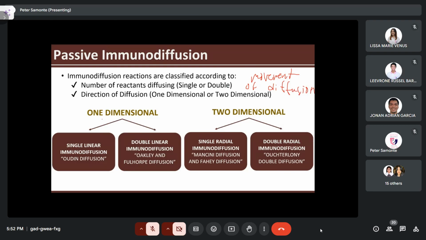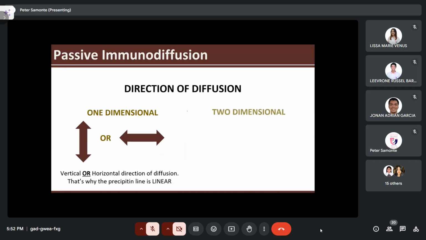Pag sinabi mong one-dimensional class, this would include the following techniques. Single linear immunodiffusion, also known as the Oudin diffusion. Double linear immunodiffusion, which would include Oakley-Fulthorpe diffusion. Then we have your two-dimensional single radial immunodiffusion, known as the Mancini diffusion and Fahey diffusion. Then we have your double radial immunodiffusion, known as the Ouchterlony double diffusion.